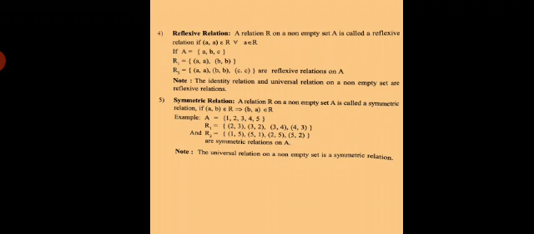For example, here A is given with three elements a, b, c. Then we can frame a relation R1 equal to (a, a), same elements in a single ordered pair, and (b, b). Similarly, in the second relation we can write all the same elements in an ordered pair. Hence such sets are called reflexive relations on a set A.